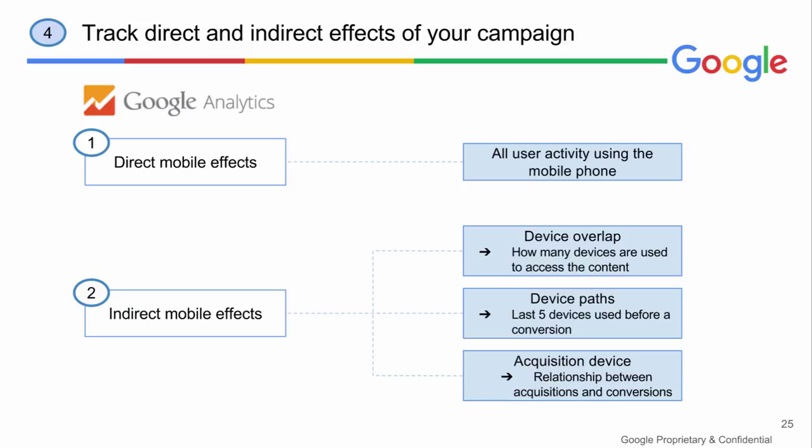You should upgrade your analytics code so that you can collect additional data. Later in the analytics account, you can see the device overlap section, which shows how many devices are used to access the content; the device path section, which shows the last five devices used before a conversion; and the acquisition device section, which reflects the relationship between acquisitions and conversions. In the comment section below the webinar, you can see all the necessary links for upgrading the code and tracking cross-device user behavior. That is it for this time.